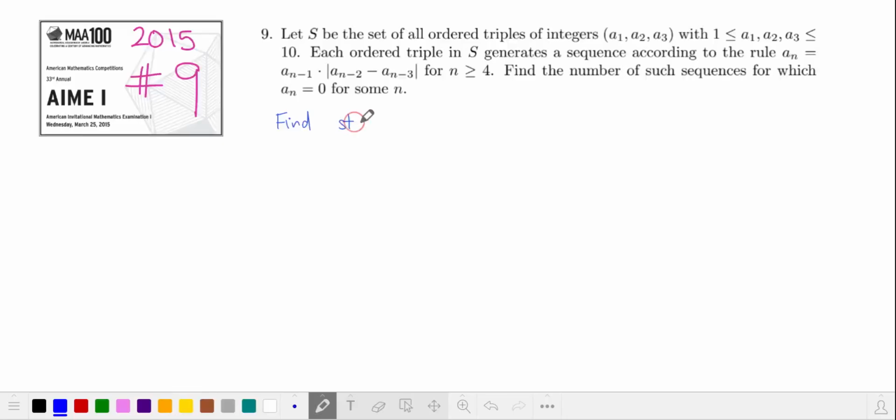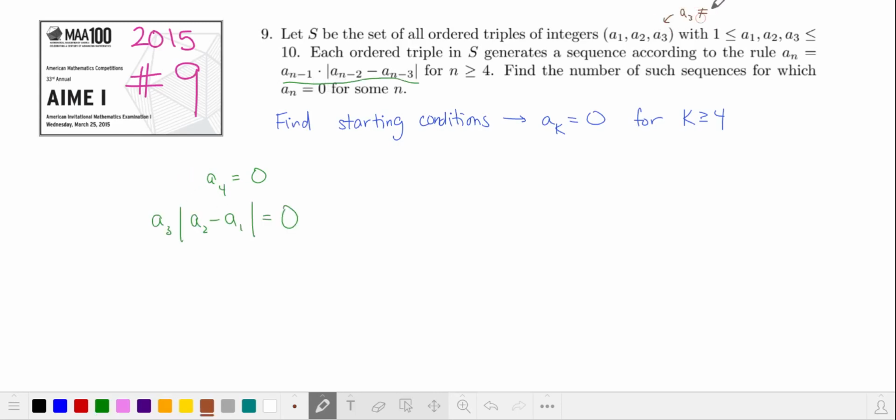We're going to find the starting conditions for our ordered triples that make our next terms equal to 0. So let's start with a sub 4. We'll substitute our formula for a sub n. Our starting a sub 3 cannot be equal to 0, so that means our second factor is equal to 0, and a1 equals a2. Let's call this condition number 1, and we'll keep track of it over here to the right.